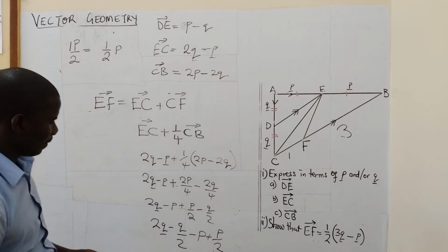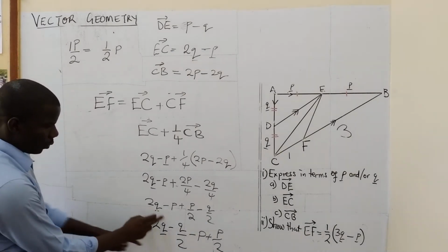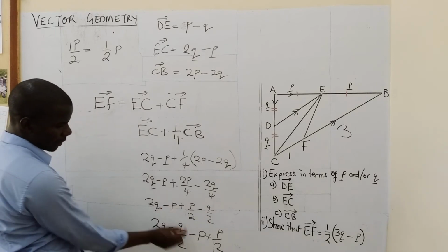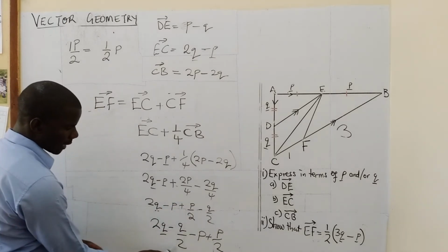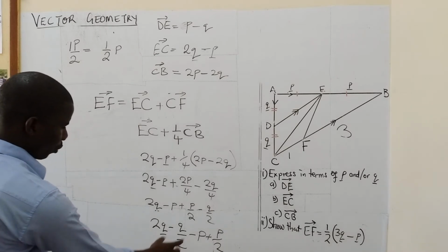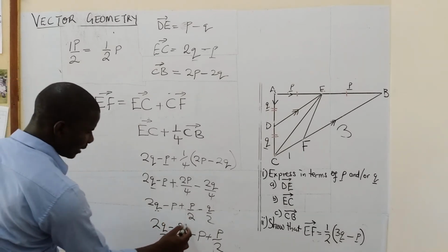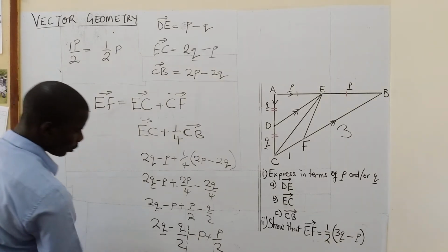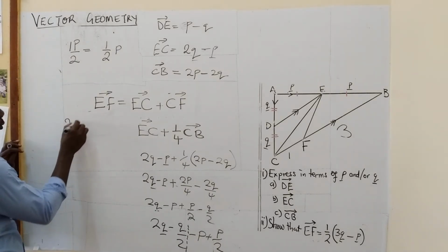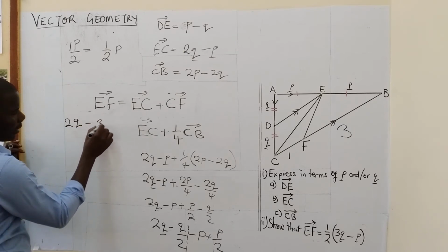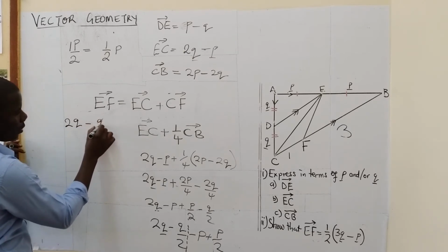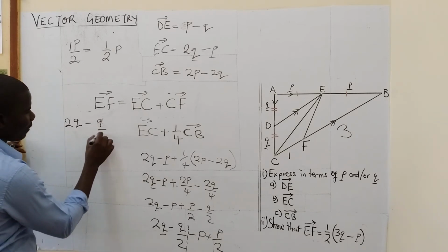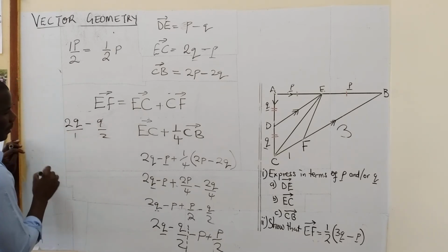Alright? 2q minus q over 2, minus this p, then plus the last part. So at this point we need to simplify these two separately. So the first one is 2q minus q over 2. So what is common here?